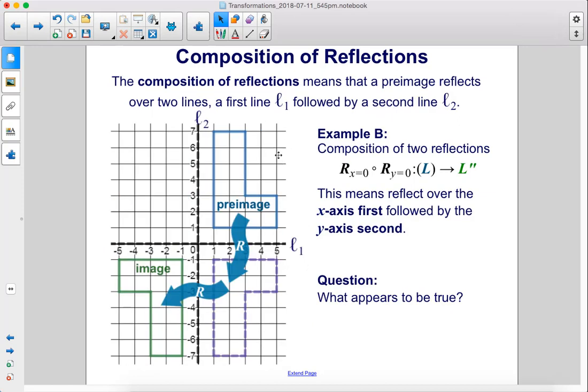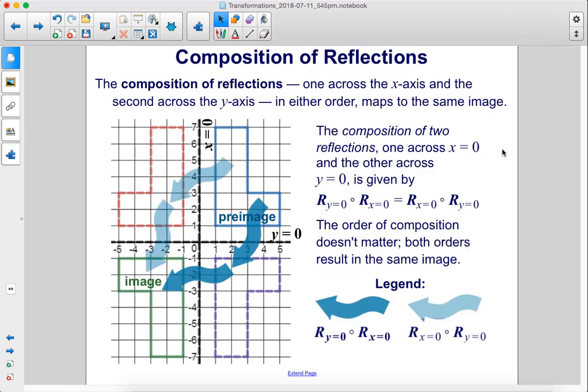Here's another example. So we have this notation here, and this means that it was reflected over the x-axis, where y equals 0, first, and then the y-axis second, where x equals 0. Question: what appears to be true?